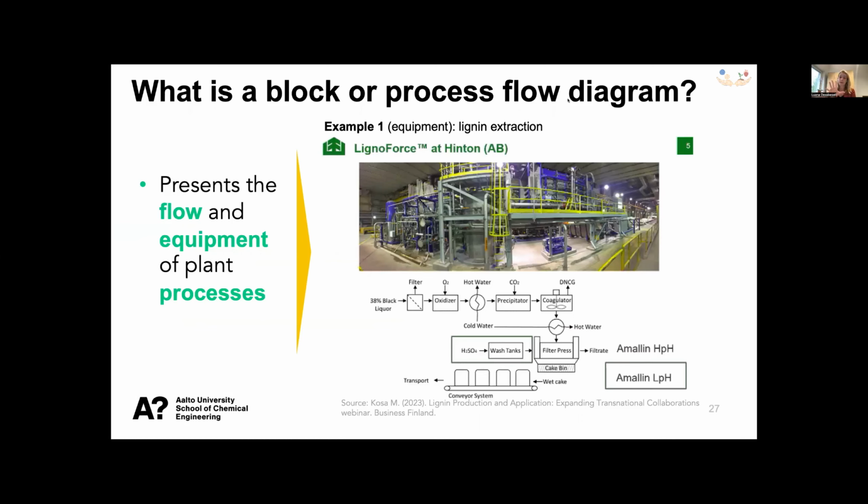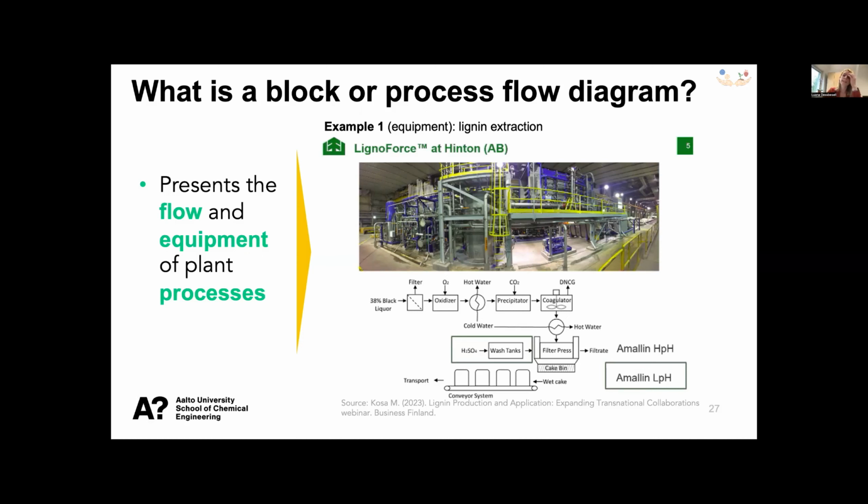Whew, this is a big one. This is a busy slide, so I'm sorry in advance. But what is a block flow diagram? We might not all be engineers here, so what is this thing that I'm going to start calling a BFD? A block flow diagram presents the flow of equipment and plant processes. So what equipment and what processes happen, what goes in, what comes out.